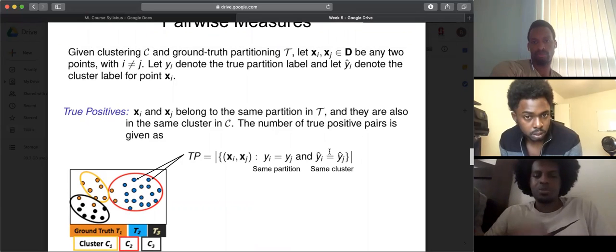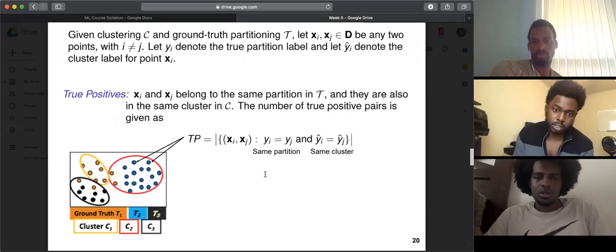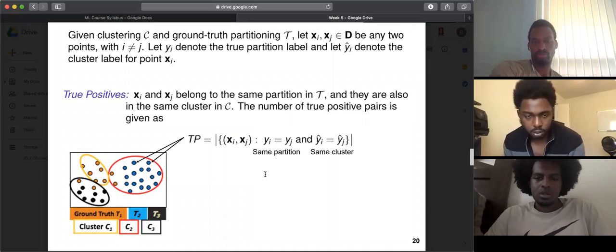Your cluster labels it as positive, and your ground truth label had it labeled as positive. So your prediction and your ground truth label match. That's what it's saying for it to be considered a true positive. Partition is the truth, cluster is your model.